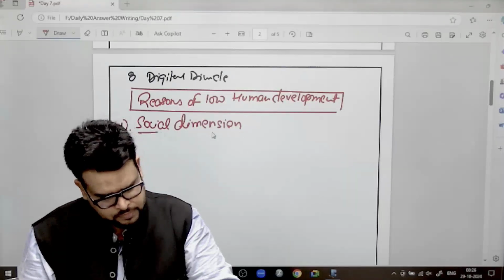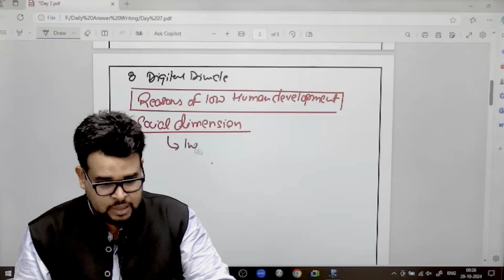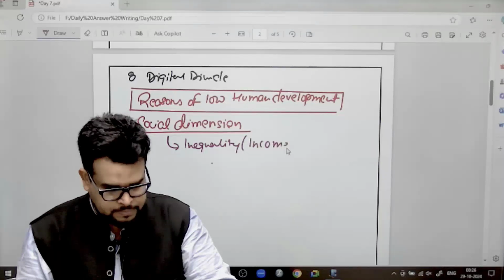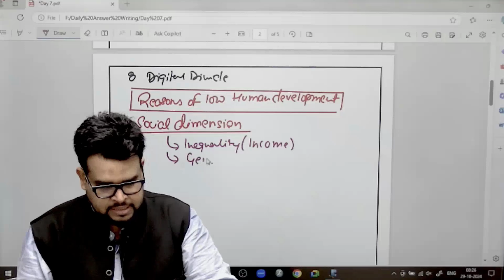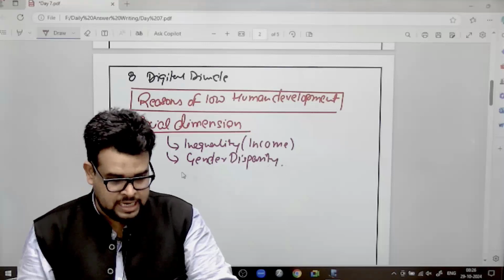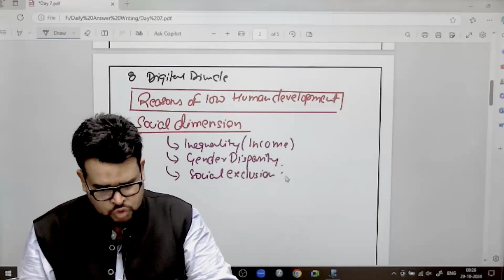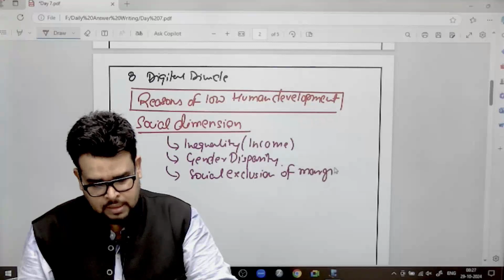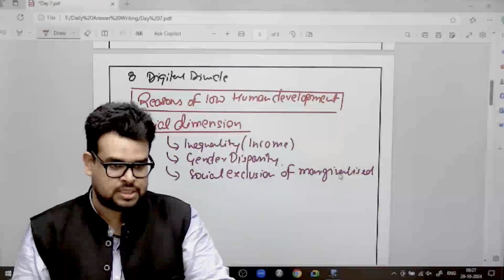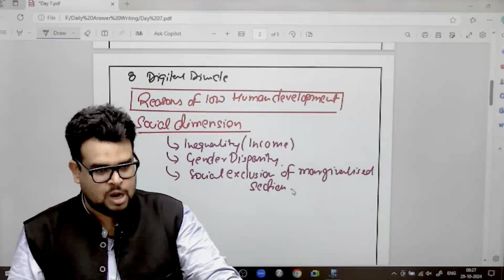In the social dimension, what all points can I write? First point I can write is inequality, or which kind of inequality? Income inequality. Next point I can write is gender disparity. Next is social exclusion of marginalized people, affecting their growth and access to resources. So social exclusion of marginalized sections contributing to lack of access to the resources.